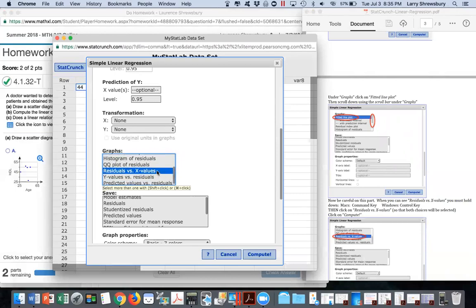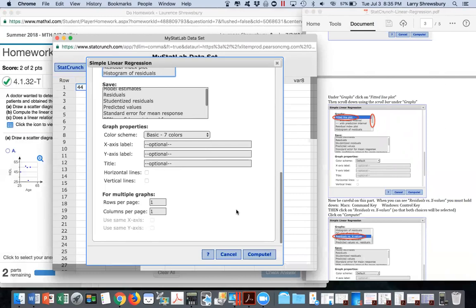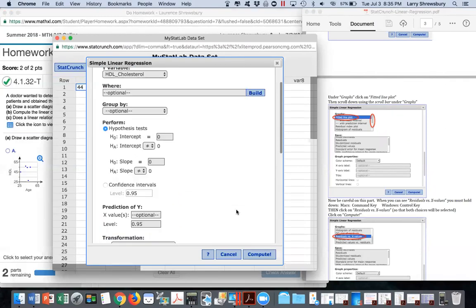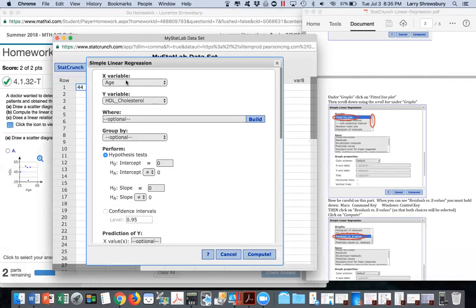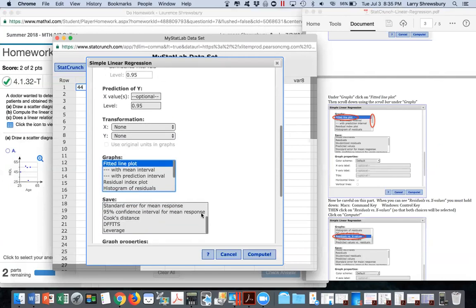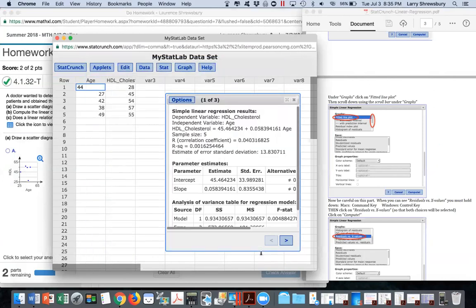Even though I don't need this yet, I want to show it to you. You might as well have it generate. But that's all you'll be doing. All the choices you need to make, everything else just ignore. Tell which is the X variable, which is the Y variable, and then go down here, select fitted line plot. That's the most you'll have to do. Then click on Compute.